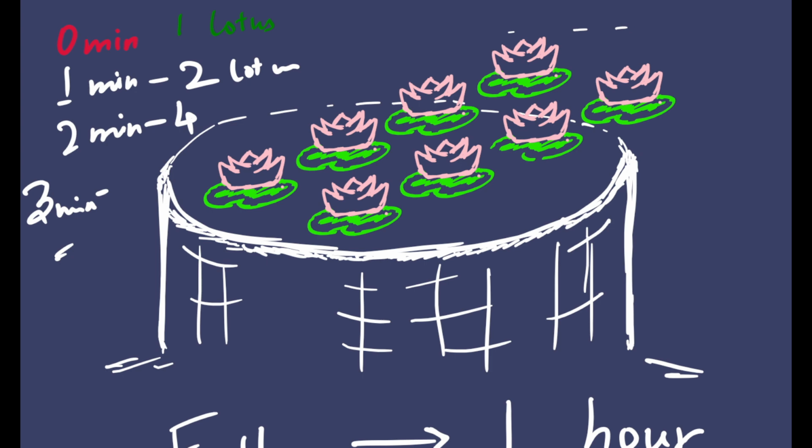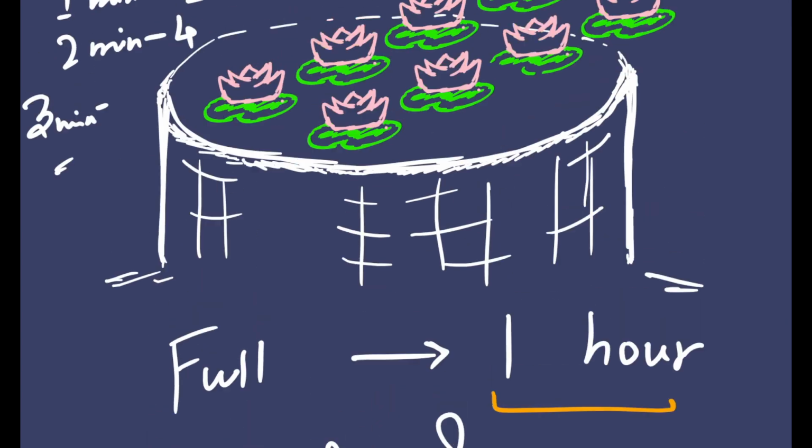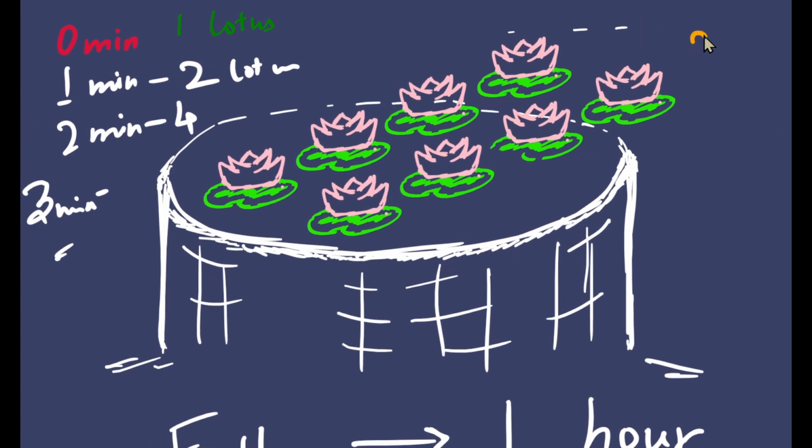I hope you pause the video and think about it, and I welcome you back after you have had a good thought about this. One might be tempted to say that, well, the number of lotuses is doubling each minute, so maybe at half an hour the pond was half full. So at 30 minutes the pond would have been half full.